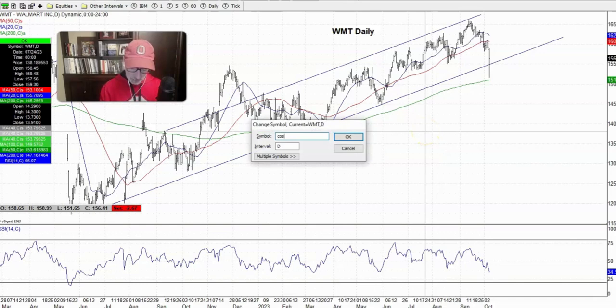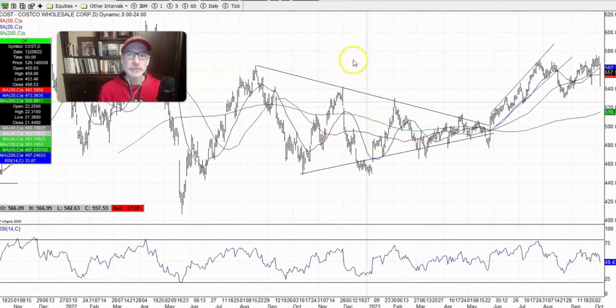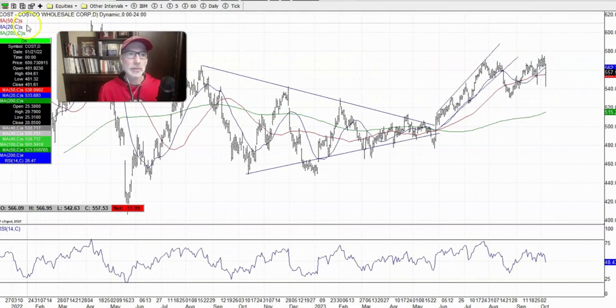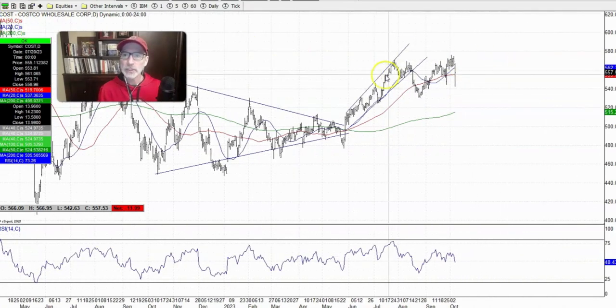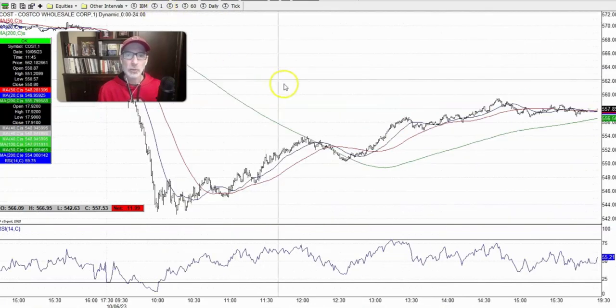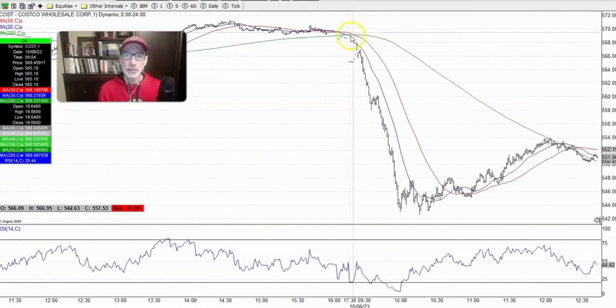Same thing with Costco. This is Costco, C-O-S-T. Here's the symbol up here in the corner. Just a big down move intraday. Now we can look at the 1-minute chart, which will show you what happened. So here's the 1-minute chart. The market opened yesterday at just under $570 a share and just dropped all the way down into the 540s.